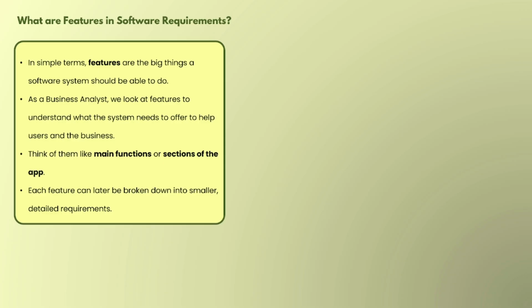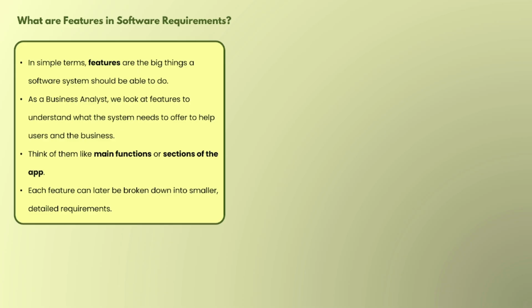Again, I'll take the example of apply for loan. If we consider the feature apply for loan, then this particular feature should include requirements like filling out a form, uploading documents, and receiving confirmation. These are the sub features of that particular main feature, we can call it.